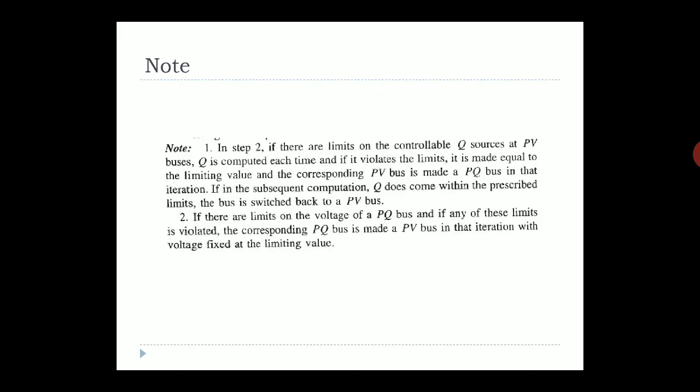Point number 2 is that if there are limits on the voltage at a PQ bus, and if any of these limits is violated, the corresponding PQ bus is taken and made into a PV bus. Just as a PV bus can be treated as a PQ bus, we will consider a PQ bus to be a PV bus if the limits of the PQ bus are violated.